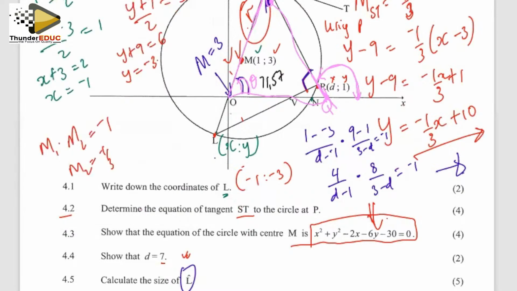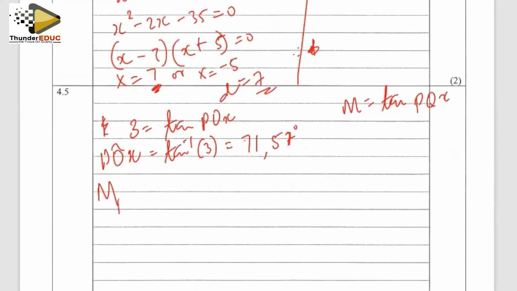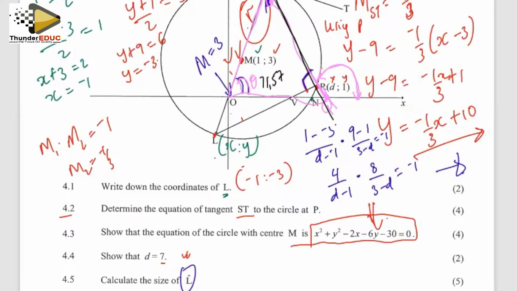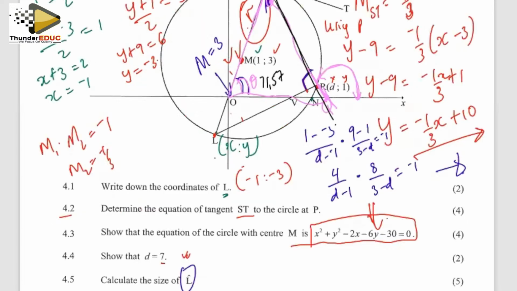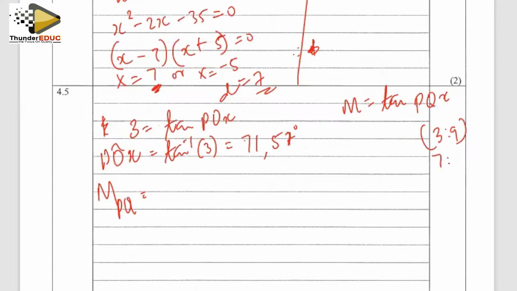Okay. So we're saying this is 71.57. Then do we know the gradient of this line? We can find it. So saying gradient of PQ, remember the coordinates up there were 3 and 9, okay? Let me just put them here. 3 and 9, and then we have 7 and 1. Let's do the magic. So it's going to be 9 minus 1 over 3 minus 7. That's 8 over negative 4, which gives us negative 2.